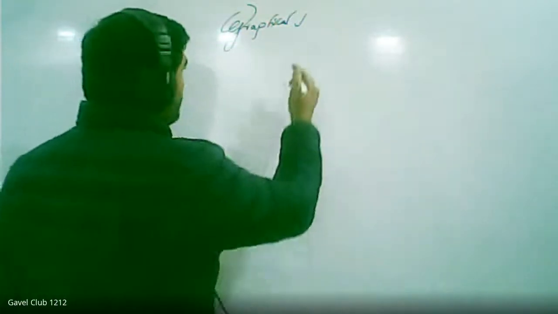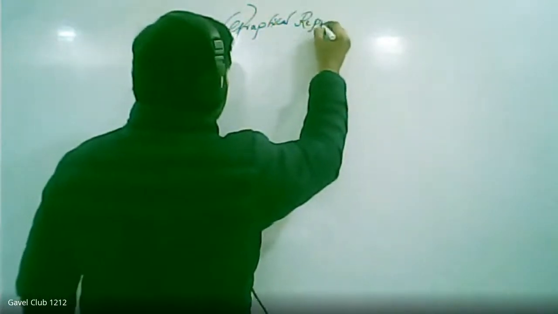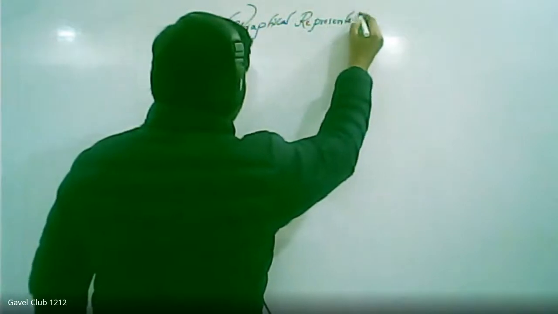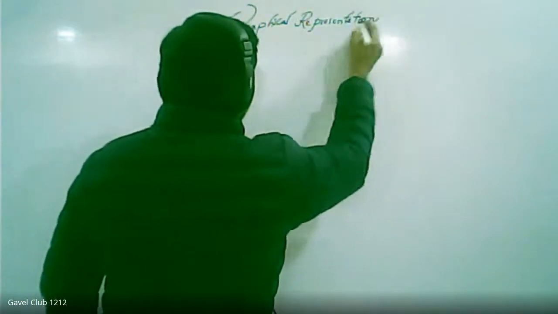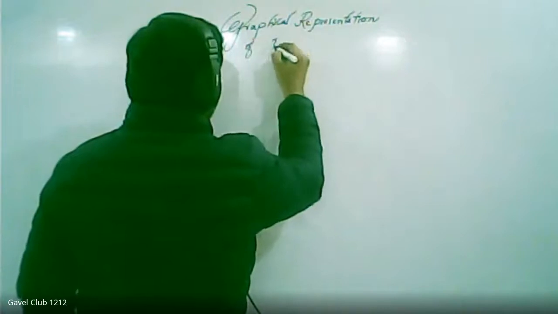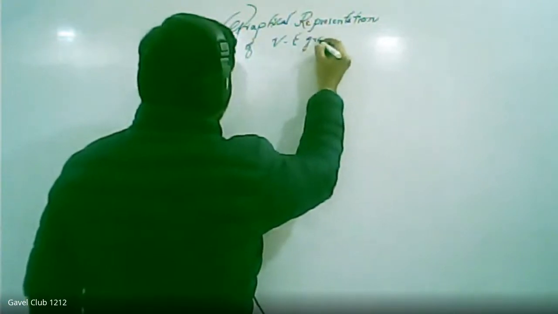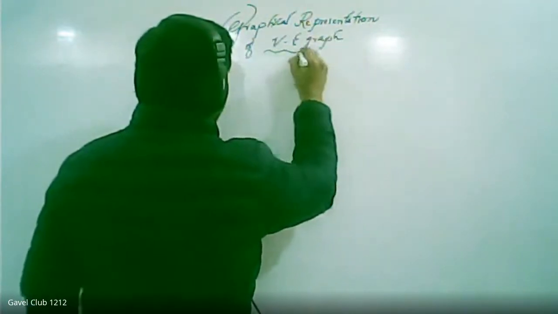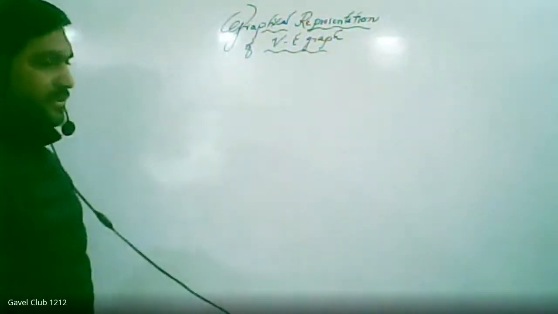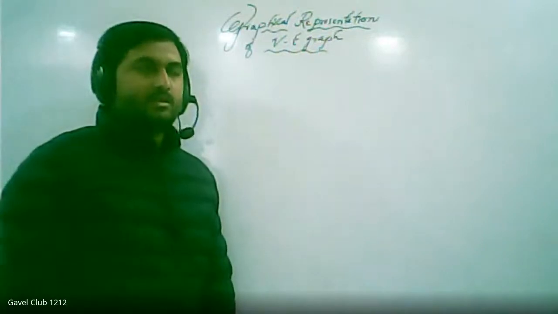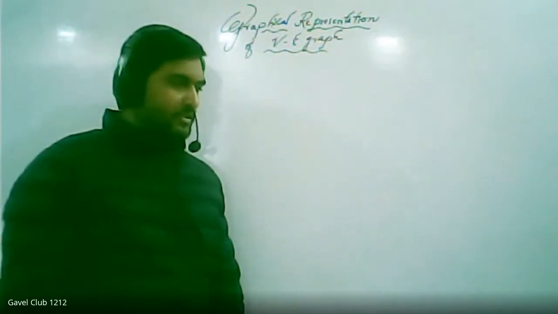Yeah, so the graphical representation of VT graph. What is VT graph here? What does it mean? VT means what? Velocity time graph. Okay, so we have different graphs here in the velocity time graph. So we discuss what is velocity time graph here.